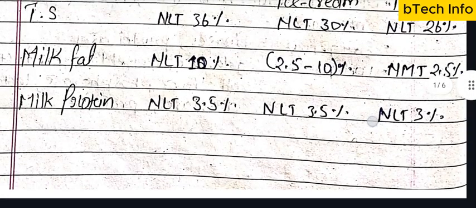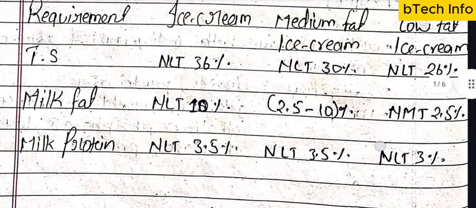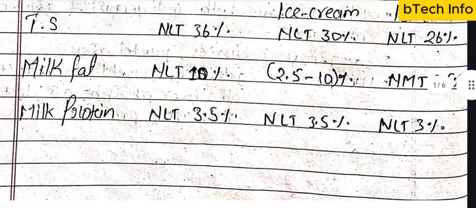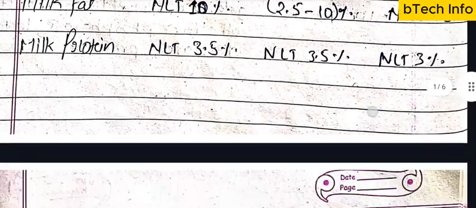In the low fat ice cream we have a total solid of not less than 26%, and milk fat of not more than 2.5%. Yeah, it has a low fat because the name is low fat ice cream. And also the milk protein has a constituent of about 3% in low fat ice cream.